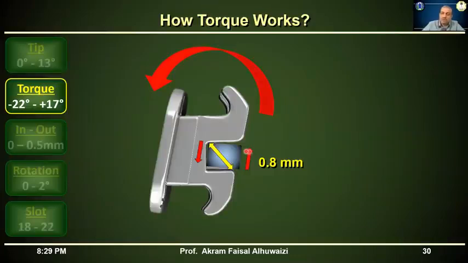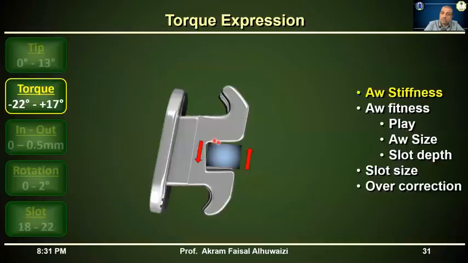That's why in leveling, anybody can do it. You just put in any wire and it does the tip. But when it comes to torque, it's difficult. A lot of dentists struggle with torque. Torque expression isn't as easy as tip expression. And the whole reason why is the length of this arm. It's so small, so you need so much more force to compensate for the length here. So you need 5 or more times more force.